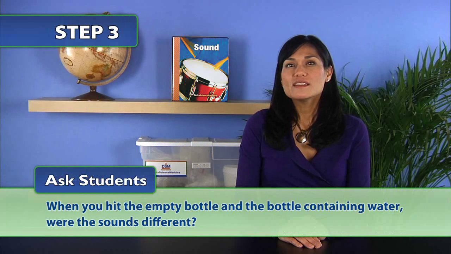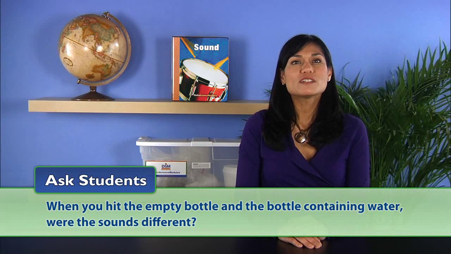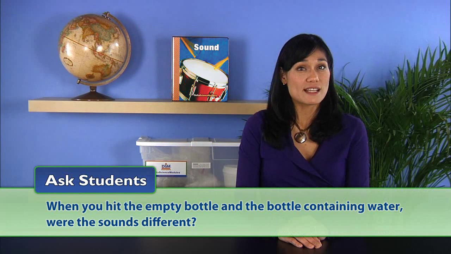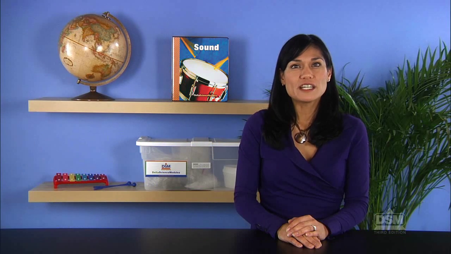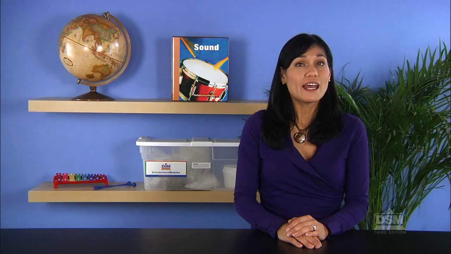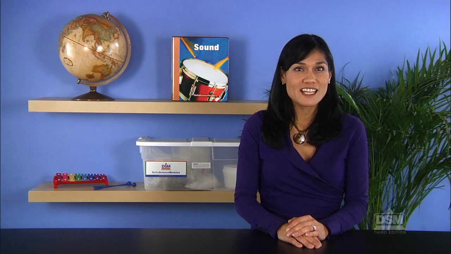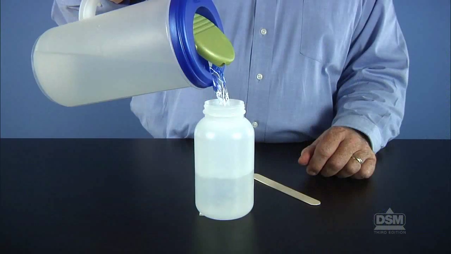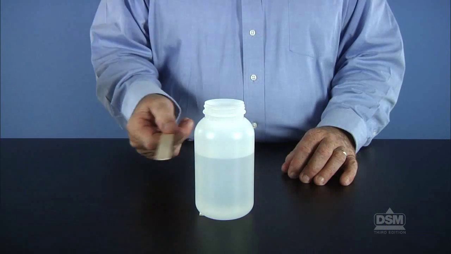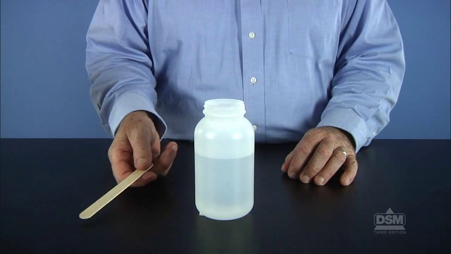Ask, when you hit the empty bottle and the bottle containing water, were the sounds different? The sound produced by striking an object depends on that object's size, shape, and the materials it contains. Adding water changes the size of the airspace in the bottle, as well as adding another material that adds its different vibrations to the others.